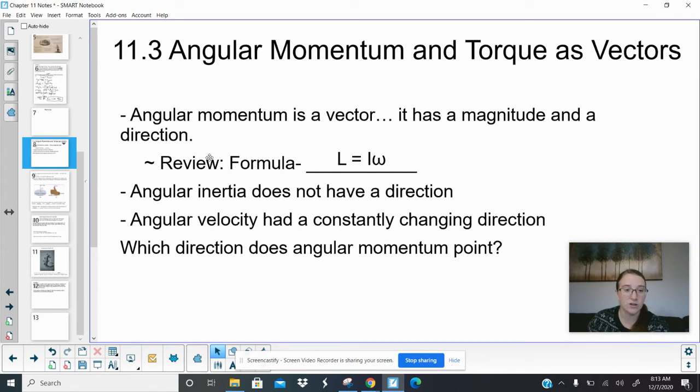Now, this is a vector because even though inertia does not have a direction, right? Inertia is just a measure of its mass and how far away we have from the center of rotation. But velocity does have a constantly changing direction, right? As we're rotating, technically I'm traveling this direction at this point. And then as I'm up here, now I'm traveling this direction. And then over here, now I'm traveling down, right? So as we rotate, our velocity is constantly changing direction. So how do we say which way these things actually point if they are constantly changing direction?